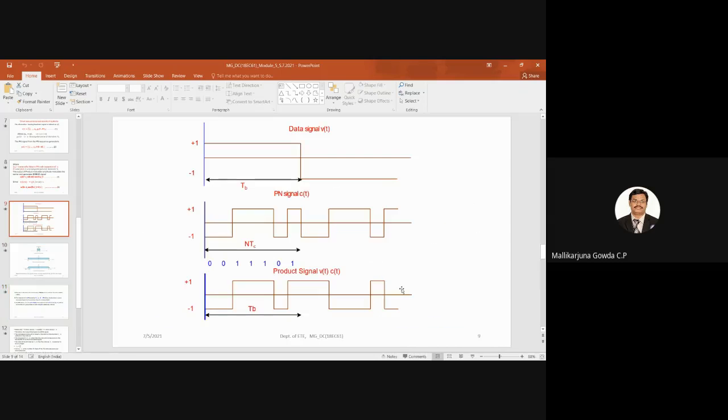So what we can think is, the duration of the pseudo noise signal is written as TC, right? So this is 1 TC, 2 TC, like that. 7 TCs are there here, because I have 7 bits. That is multiplied with 1 TB. That will give you the duration of your spreaded signal.